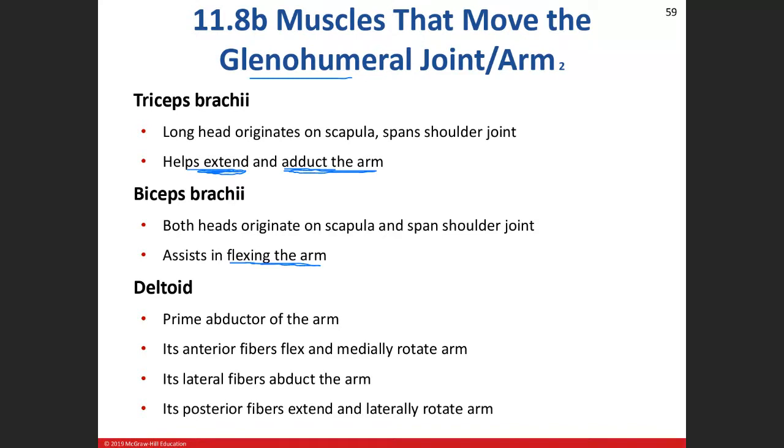Deltoid: abduction of the arm, pulls the arm away. Now, deltoid is similar to trapezius in that it has different fibers. In this case, deltoid has anterior fibers, lateral fibers, and posterior fibers. So the ones on the front, in addition to abduction, are going to offer flexion of the arm, and they help to turn the arm inwards, or medially rotate the arm. Whereas the lateral fibers are straight abduction, and the posterior fibers are on the back, so they're going to help to extend your arm backwards, and they're also going to laterally rotate the arm, moving the arm outwards.